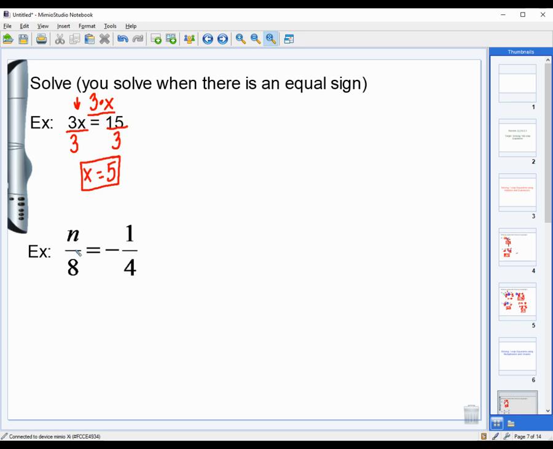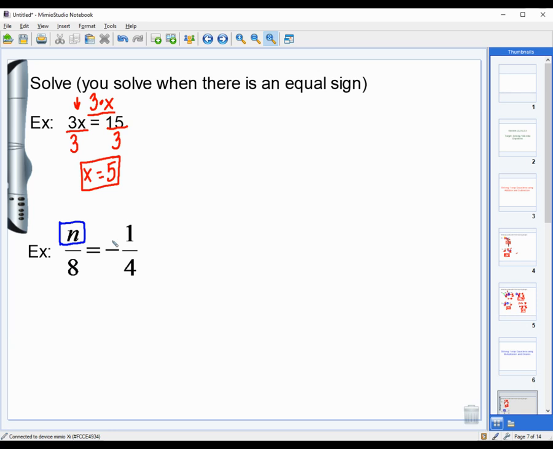Let's go ahead and take a look at this second example here. So where is this present? This present right here. There's our present, which is n. And the question is, what's going on with our n? Okay, what's happening to it? It looks like it's in a fraction. It looks like it is n over 8 is equal to negative 1 over 4.